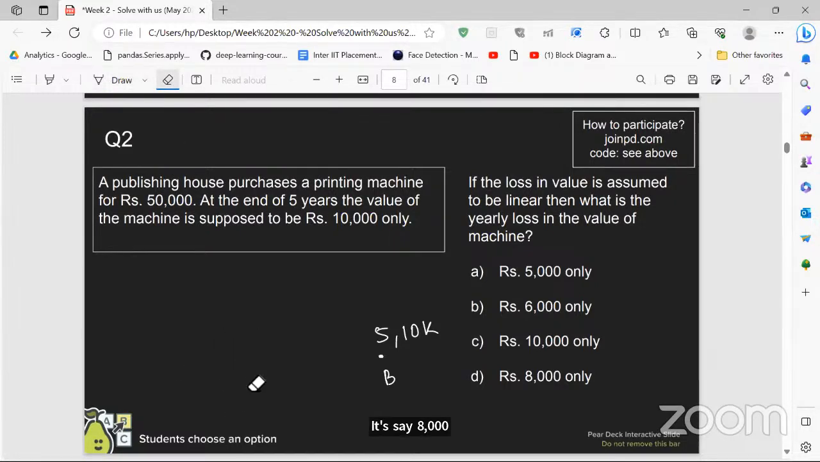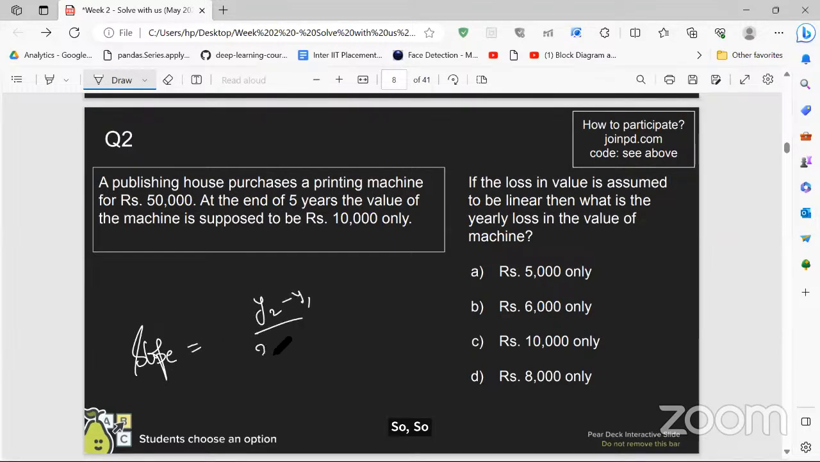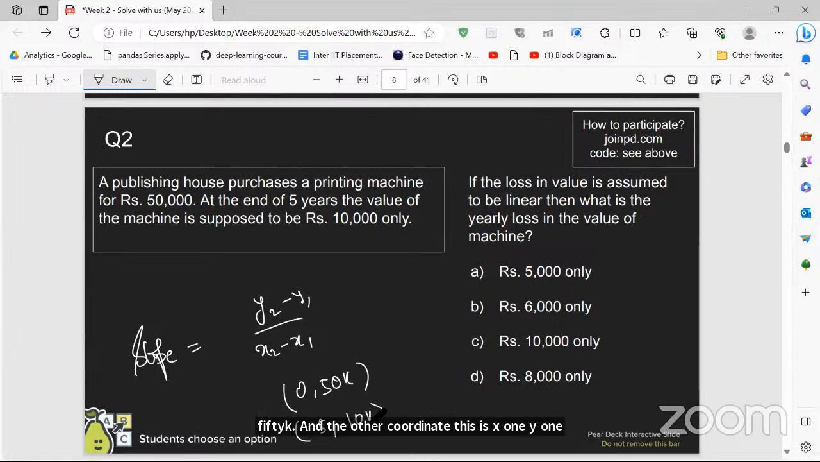In this PDF, it's 10K minus 50K by 5 minus 0. So it's y2 minus y1 upon x2 minus x1. We are basically calculating the slope, which is y2 minus y1 upon x2 minus x1. As I told you, your coordinates can be (0, 50K), which is x1, y1, and the other coordinate is (5, 10K). You can calculate it that way also. From any method, you will get the correct answer, or you can just think logically.